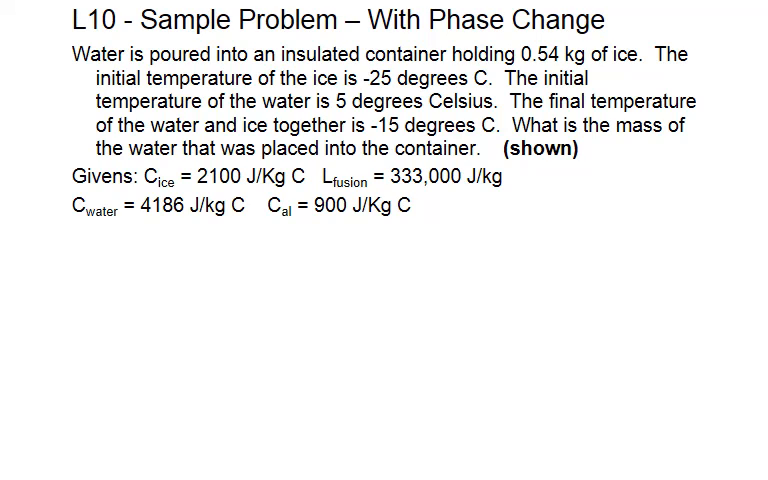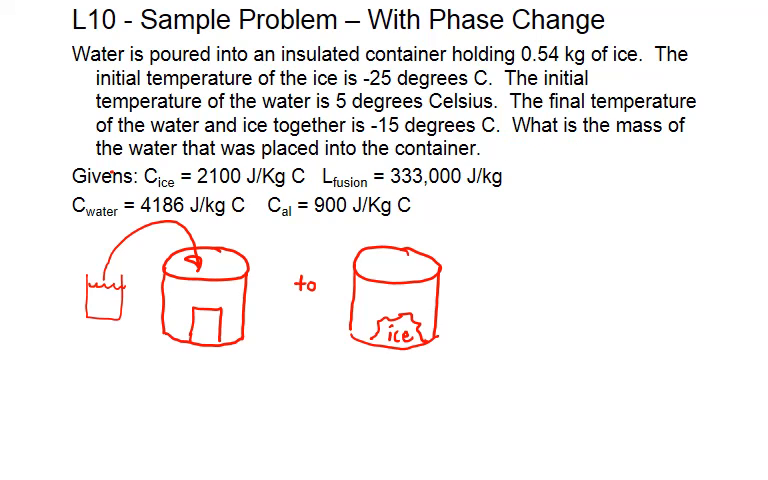All right, so in this one, we have water that's poured into an insulated container that has ice in it, and the initial temperature of the ice is negative 25 degrees Celsius. The initial temperature of the water is 5 degrees Celsius, and the final temperature of the water and ice together is negative 15. So in this case, this water, as it gets poured in here, actually freezes, and then the whole thing becomes ice. So this is a little bit different because in the last one, we had the ice cube actually melting. In this one, the water that's being poured in there turns into ice, and so we have to consider that.